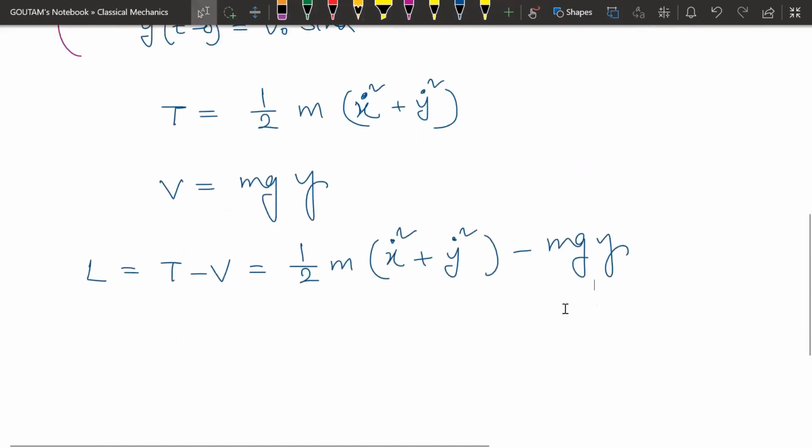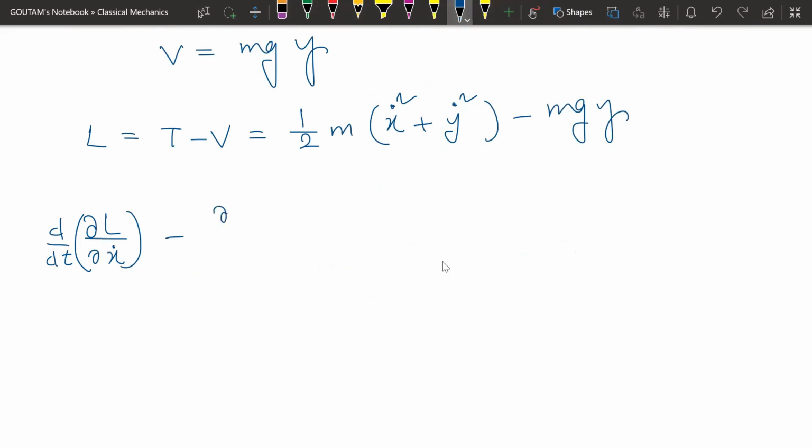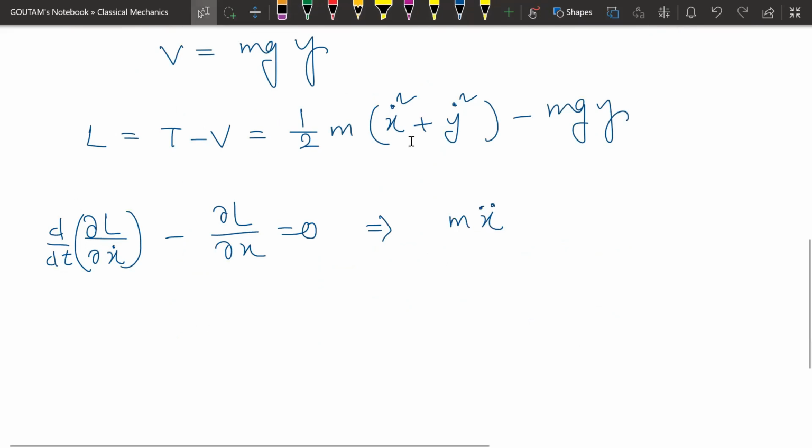Now there are two coordinates here, one is x and another is y. So we will get two Lagrangian equations. The first one is d/dt of del L del x dot, minus del L del x, equals zero. It implies m x double dot, because del L del x dot means m x dot, and d/dt of that means m x double dot.